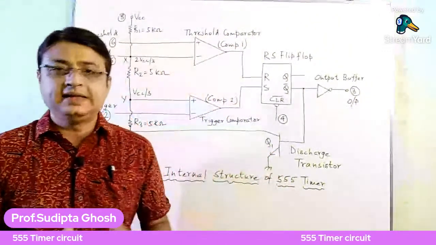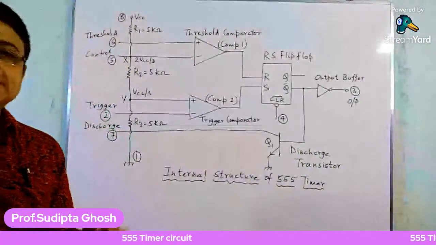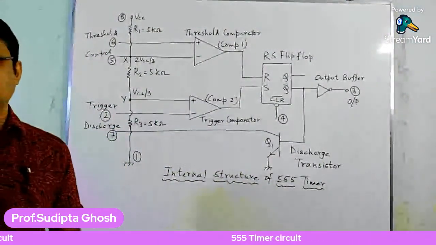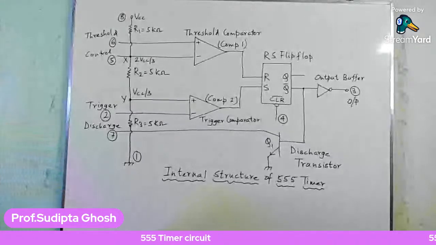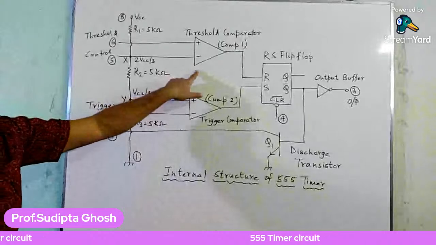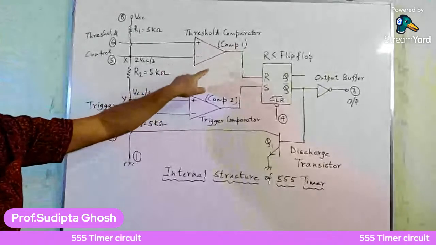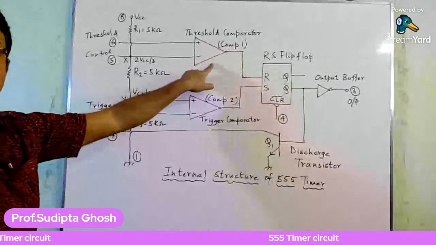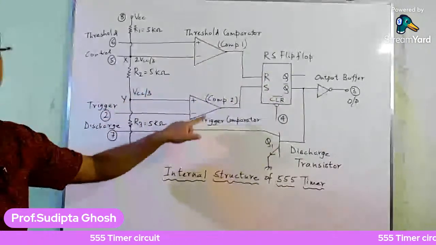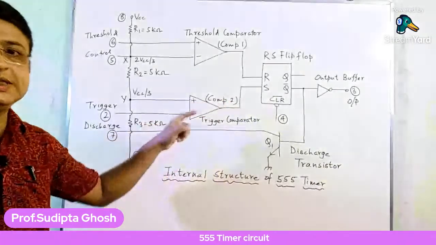Now in this circuit you can see that there are 6 basic components, 6 basic parts. These are, number 1, the threshold comparator, that is comparator 1, in short COMP1. Number 2, the trigger comparator, or COMP2, that is comparator 2.